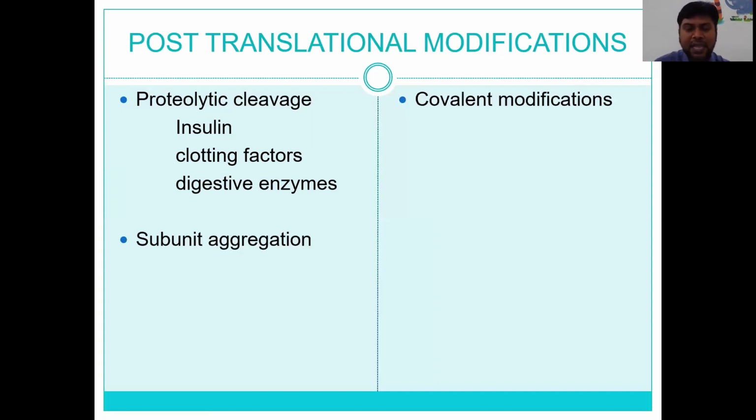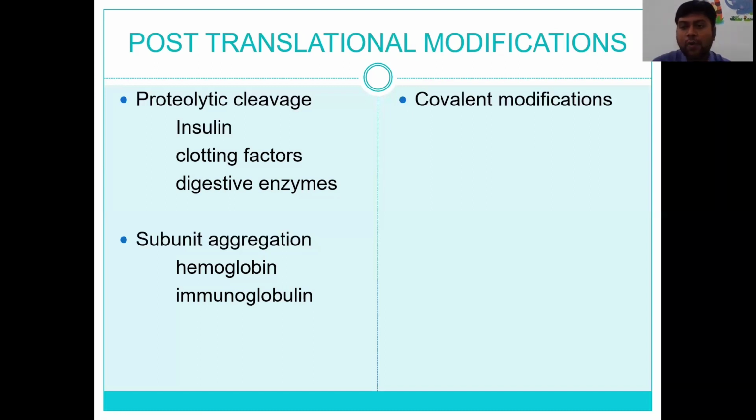Okay, the best example is hemoglobin and immunoglobulin. The genes for alpha chain synthesis and beta chain synthesis are present in different chromosomes. Alpha chain synthesis is present in the 16th chromosome, whereas beta chain synthesis is present in the 11th chromosome. So the synthesis will take place separately. The alpha chain will be synthesized separately, the beta chain will be synthesized separately, and finally they all will be aggregated together to form the mature hemoglobin molecule. This process is called subunit aggregation.